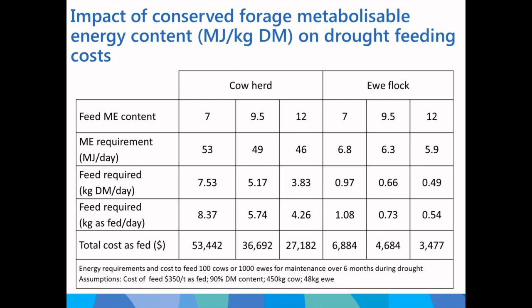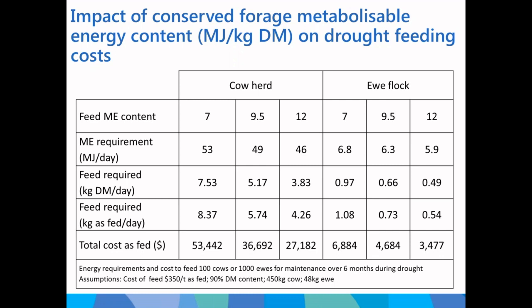But I'd just like to highlight in this example, both for a cow herd and a ewe flock, if I had hay, for example, with ME content of 7, 9.5, or 12, the ME required by those animals in terms of megajoules per day would change slightly, because as ME content declines, animals actually require more because they're less efficient at getting that available ME out.